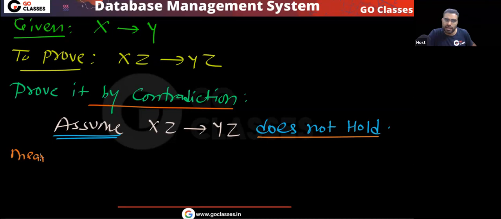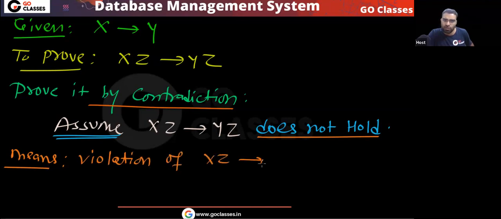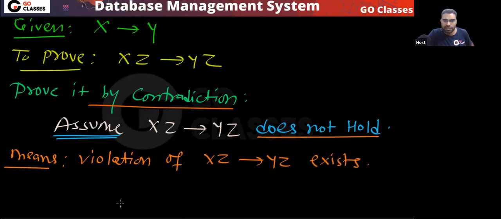Now tell me, if this does not hold, what does that mean? That means a violation of this functional dependency exists. You can create a violation. Let's try to create one. So you have x, z, y. These are the three things you have. Tell me, how many tuples do I need to create a violation? I need 2 tuples.